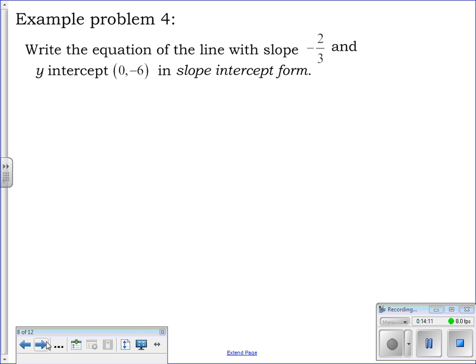So write an equation of the line with a slope of negative 2/3 and a y-intercept of 6. So this is mx plus b form. That's my m. That's my b. Y equals negative 2/3 x minus 6. mx plus b.